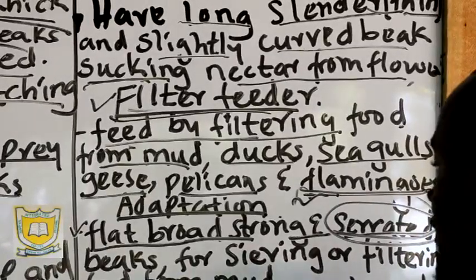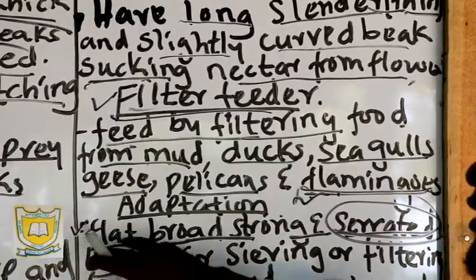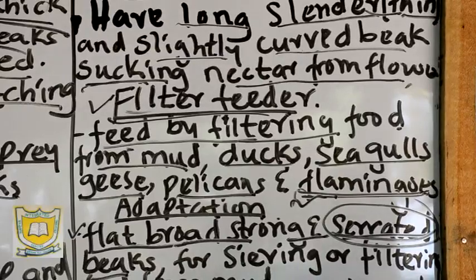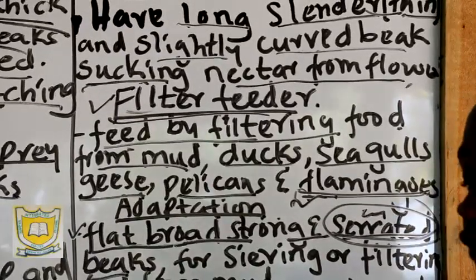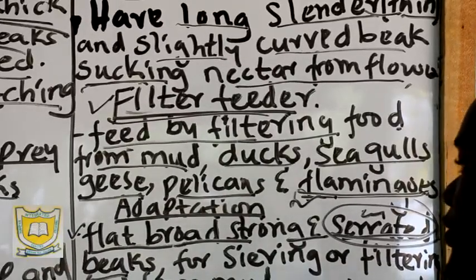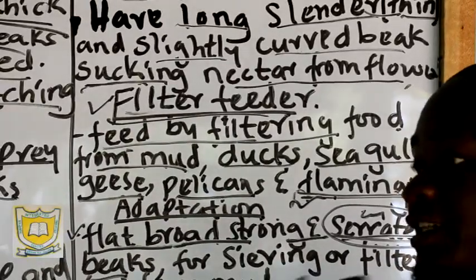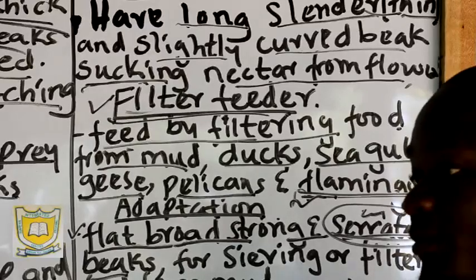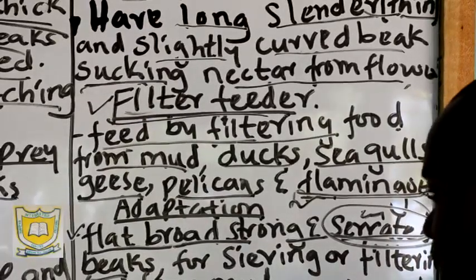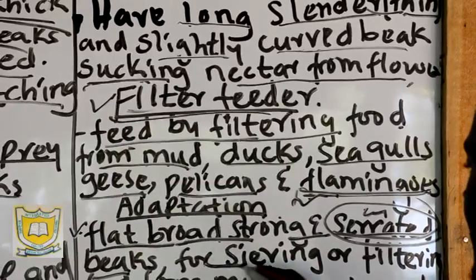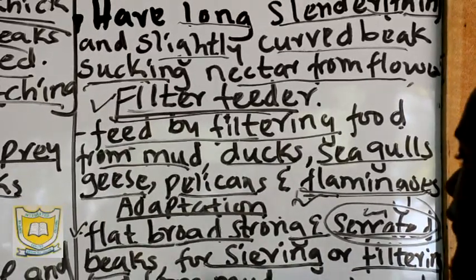I'll have to give an explanation on that. The beak is flat, broad, and serrated. Why? The serrations help to remove the food from the mud. So when the water is passing, the mud is passing through the beak, and the serrations eliminate the mud while leaving the food that is required by that animal. This helps for sieving and filtering of the food from the mud.